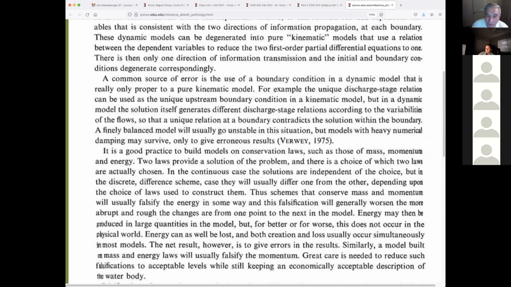A finely balanced model will usually go unstable in this situation, but models with heavy numerical damping may survive, only to give erroneous results. What's this heavy numerical damping? Can you add damping into the model? I mean, it's damping, not dumping. Damping with an A. Heavy numerical damping may survive.